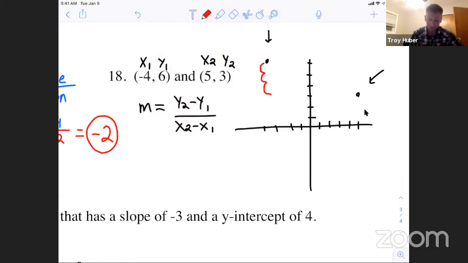Or if we were plugging it into this equation to find that change of y, we take y2, 3, minus y1, 6, and 3 minus 6, well, we could also change that to addition of a negative. All right, so that would give me negative 3. And then you're like, oh, well, that makes sense because it's down 3, right? So you could say negative 3 there.